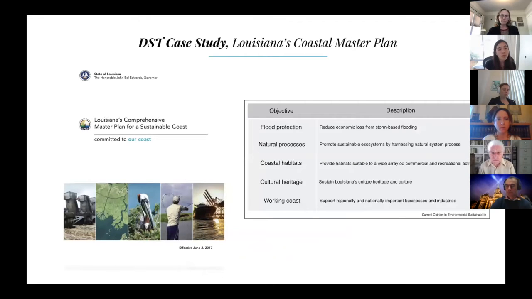In the aftermath of Hurricanes Katrina and Rita in 2005, the Louisiana legislature created the Coastal Protection and Restoration Authority, so I'm going to refer to this as CPRA, that coordinates efforts at the local, state, and federal level. To accomplish its mission of protection and restoration, CPRA developed a guiding master plan that is updated every 5 years and has 5 objectives for protection and restoration projects. So this is to promote flood protection and to protect and or promote natural processes, coastal habitats, cultural heritage, and the working coast.